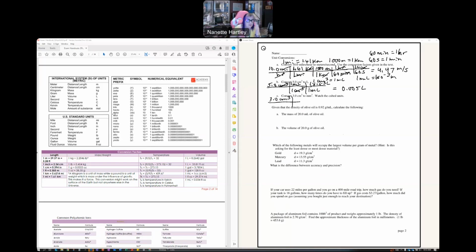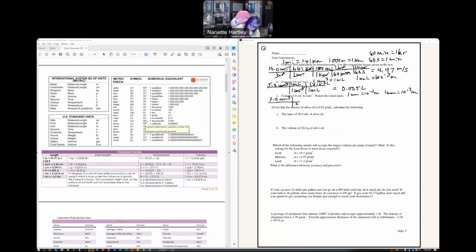There's nothing on here about centimeters cubed and meters cubed, but I do know that 1 centimeter equals 10 to the minus 2 meters, and 1 millimeter is 10 to the minus 3 meters. And I can actually use that to get to where I need to be. Now remember, I need to set this up so that the centimeters cubed will cancel to give me meters.